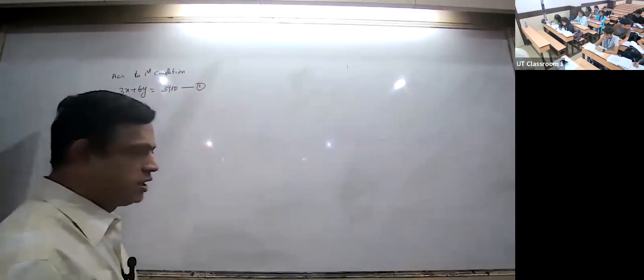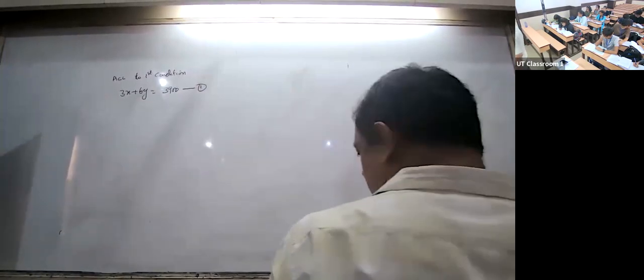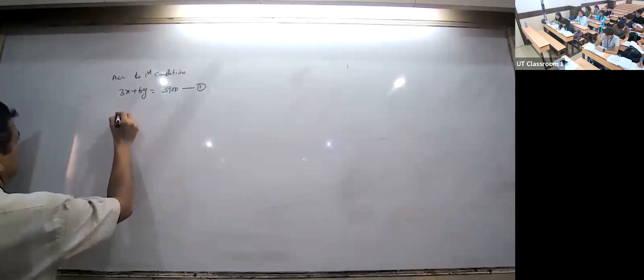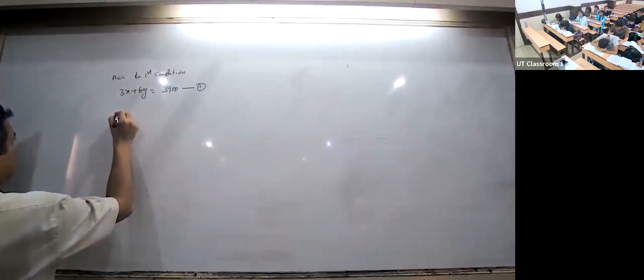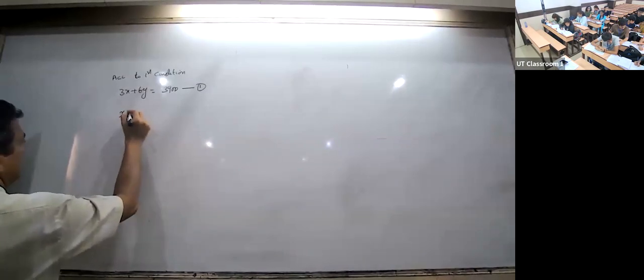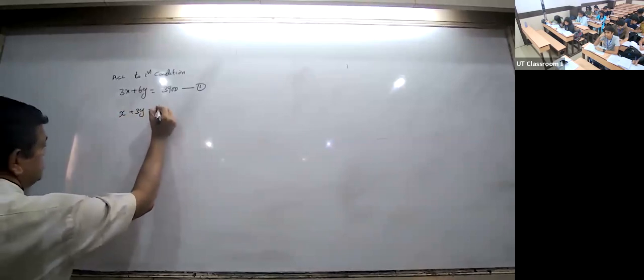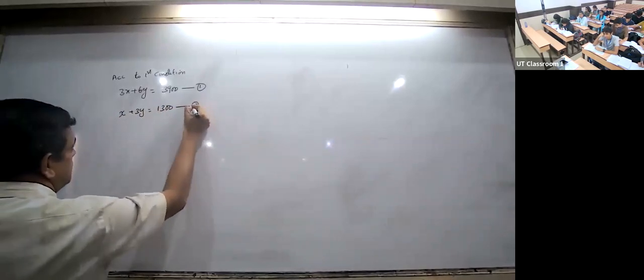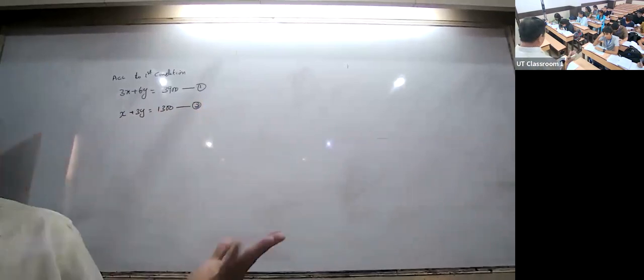Next, by the second condition: how many bats? 1 bat and how many balls? 3 balls. x plus 3y is equal to 1,300. So this is your algebraic form done.